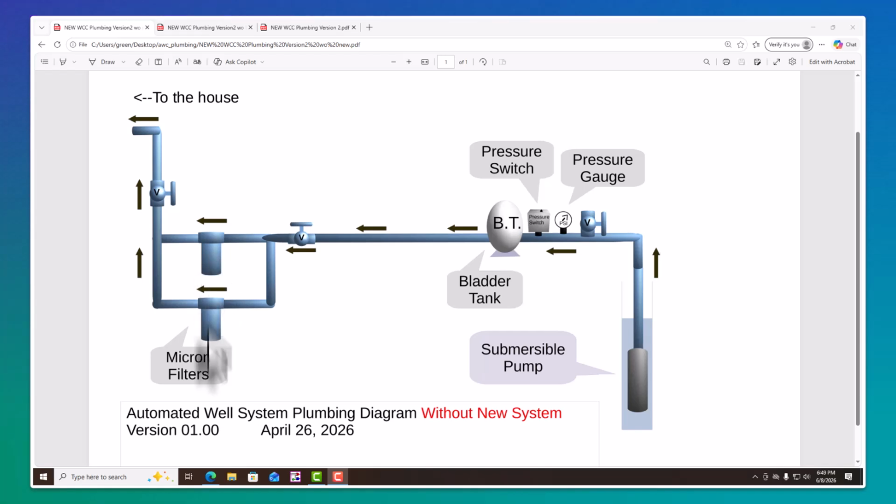And then this goes up and out to the house. So this is how it was before I started working on it. So let me show you the system with the updates. The only difference is that this section of pipe right here and this valve will not be on the new system. Okay, this will not be out and this will not be there. Let me show you the new system now.